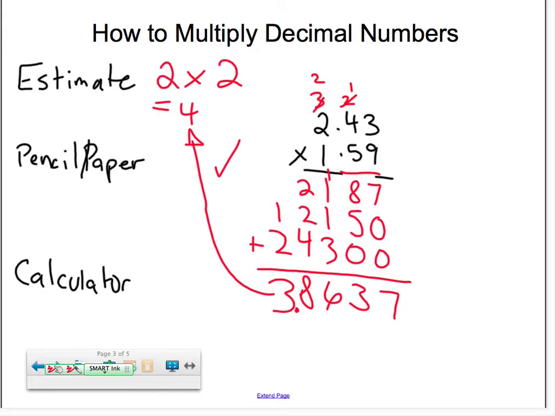I don't know. So who's going to go on their calculator here and do 2.43 and multiply it by 1.59, and what do we get? Brendan. 3.8637. Looks like Mr. Primo is correct. Thank you very much. And that's how you multiply decimal numbers.